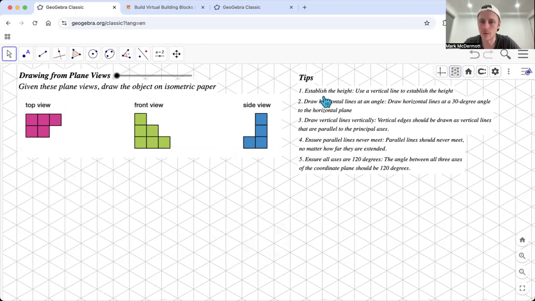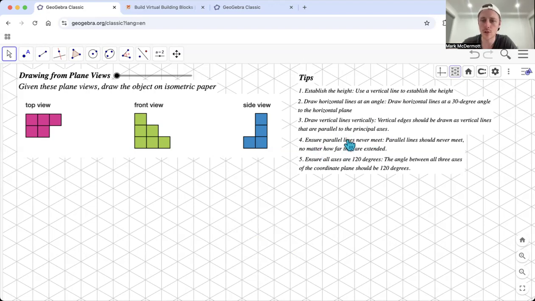A few tips that we can give is that we want to establish the height, and we're going to use vertical lines to establish the height of our object. We're going to draw horizontal lines at an angle of 30 degrees to the horizontal plane. We'll talk about that in a moment. Draw vertical lines vertical. That actually helps a bit because we can draw vertical lines just going straight up the page. Vertical edges should be drawn as vertical lines that are parallel to the principal axes.